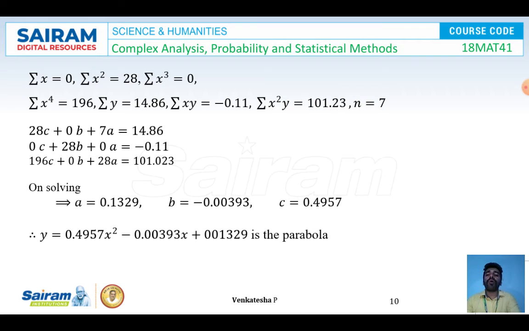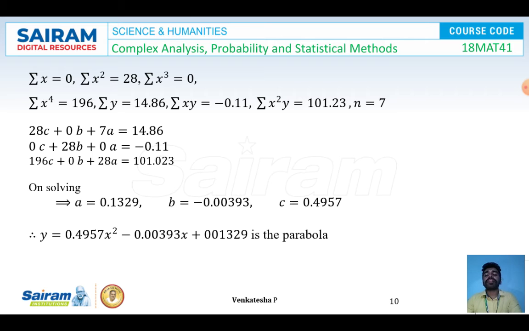So replacing all these values in the normal equations, I got 28c + 0b + 7a = 14.86, 0c + 28b + 0a = -0.11, 196c + 0b + 28a = 101.23. So on solving these three equations, I got the value of a = 0.1329, b = -0.00393, c = 0.4957.